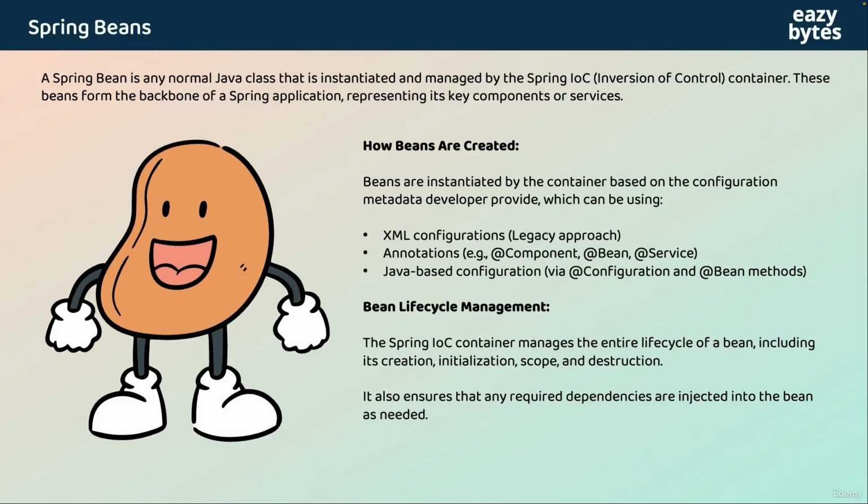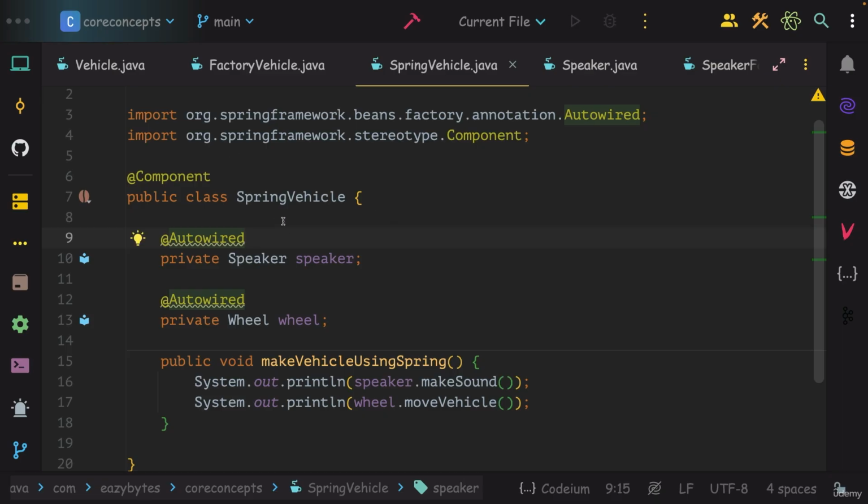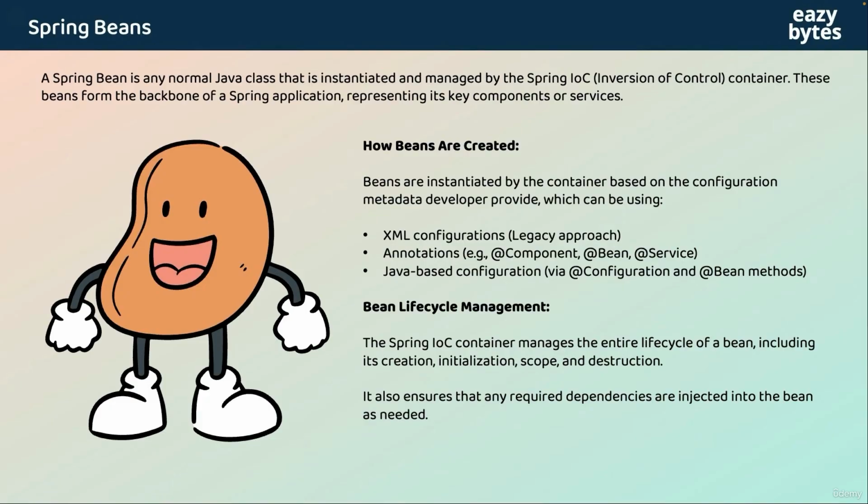While creating these beans, Spring will also make sure to inject any required dependencies into the bean. For example, here, if you consider SpringVehicle as a bean, while creating the bean of the SpringVehicle class, the Spring Framework can understand that the SpringVehicle bean has a dependency on other beans like Speaker and Wheel. So based upon these entire configurations that we have done inside this class, while creating the bean of SpringVehicle, the Spring Framework will also create the beans of Speaker and Wheel and inject them as dependencies into the SpringVehicle bean. I hope you're clear about what Spring beans are.